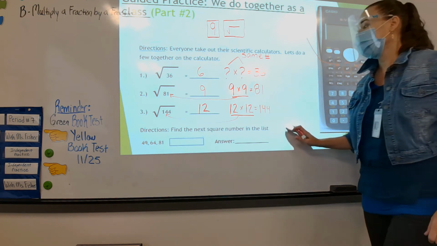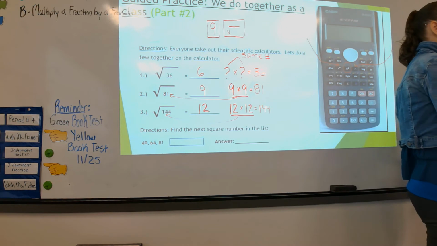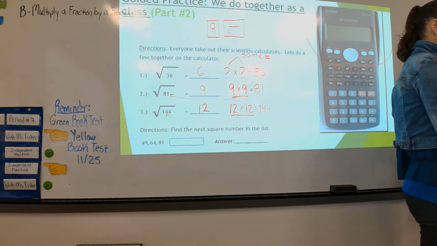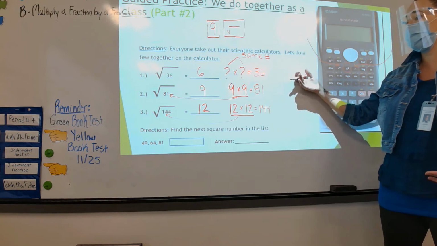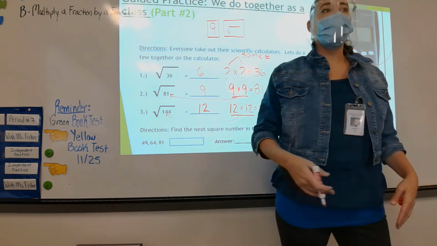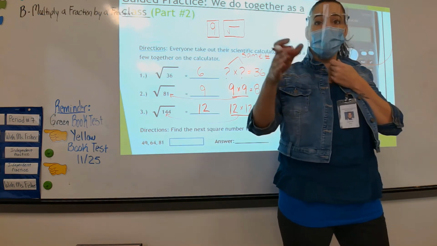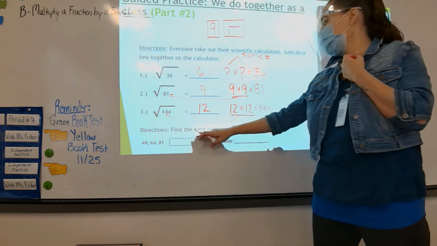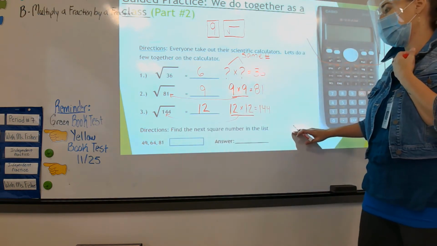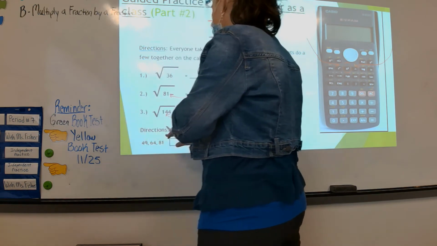So now, linking the whole lesson together. We had the first half of the lesson where we talked about squares, and now the second half where we talked about square roots. Okay? And remember, we talked about consecutive squares where they're in a row. So this question says, find the next square number in the list. So 49, 64, 81.